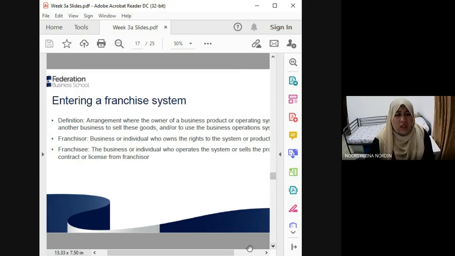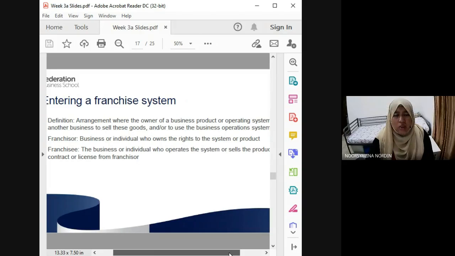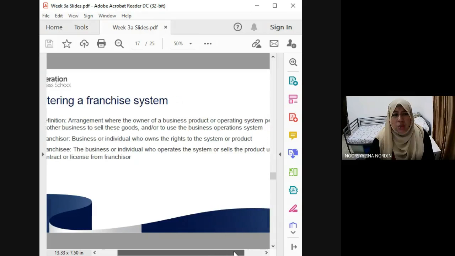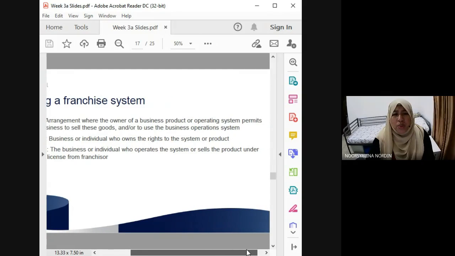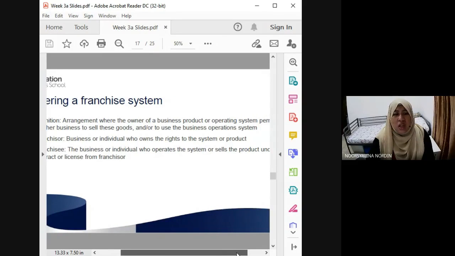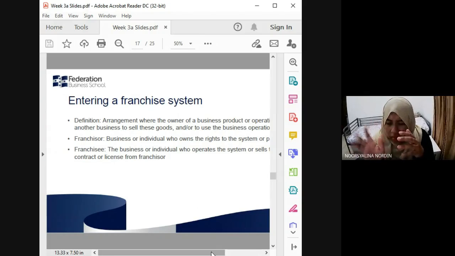Alright, so another choice and option is franchising, or the franchise system. According to this, a franchise system is an arrangement where the owner of the business product or operating system permits another business to sell these goods and or to use the business operation system. In simple words, the franchisor is giving the rights to the franchisee to use the intellectual property. In return, they have to pay royalty to the franchisor.